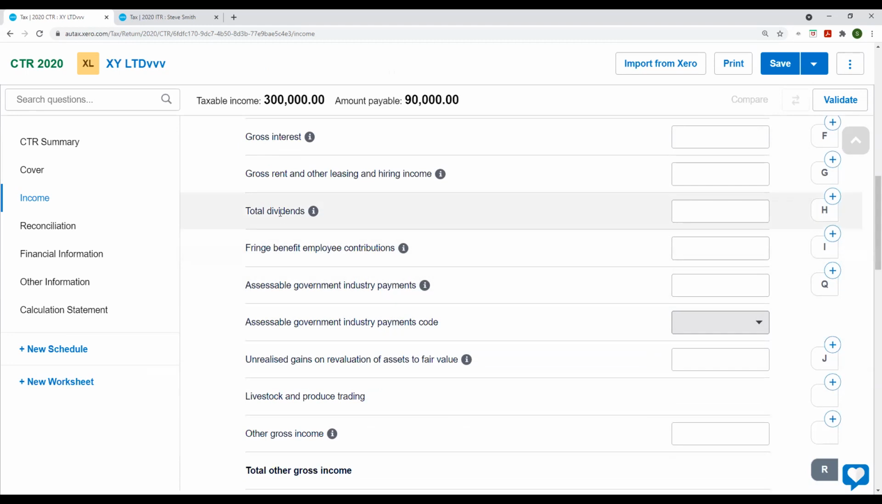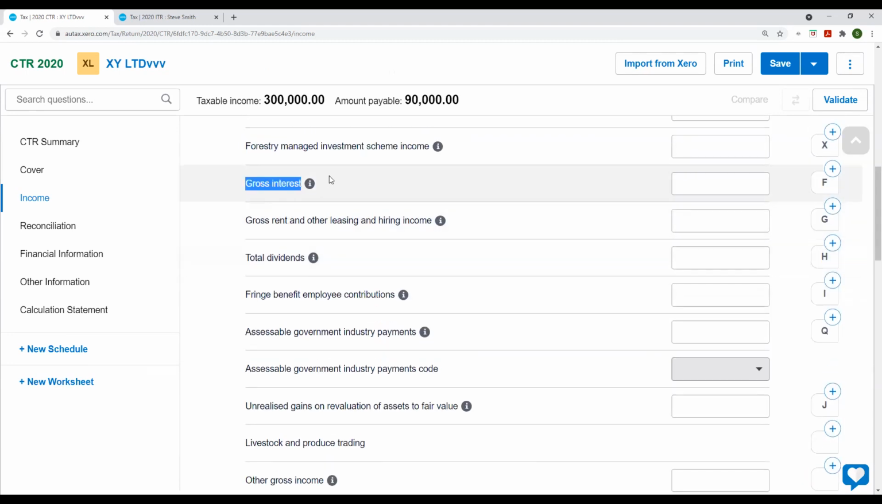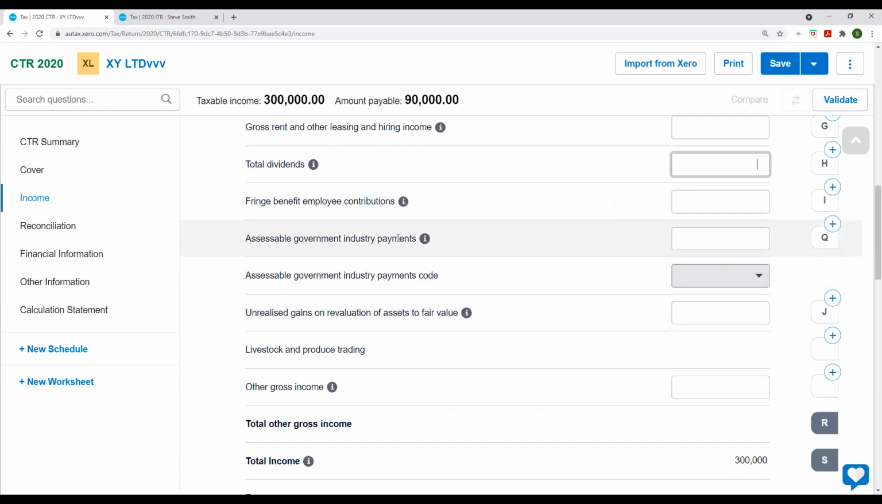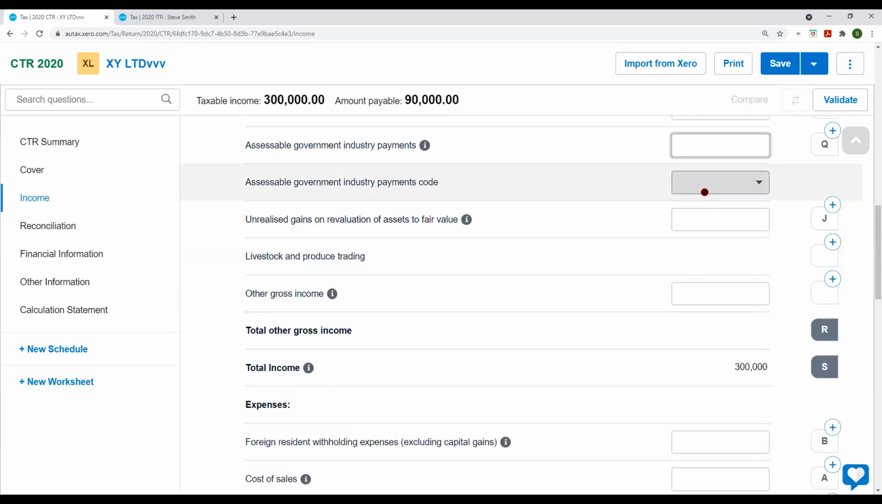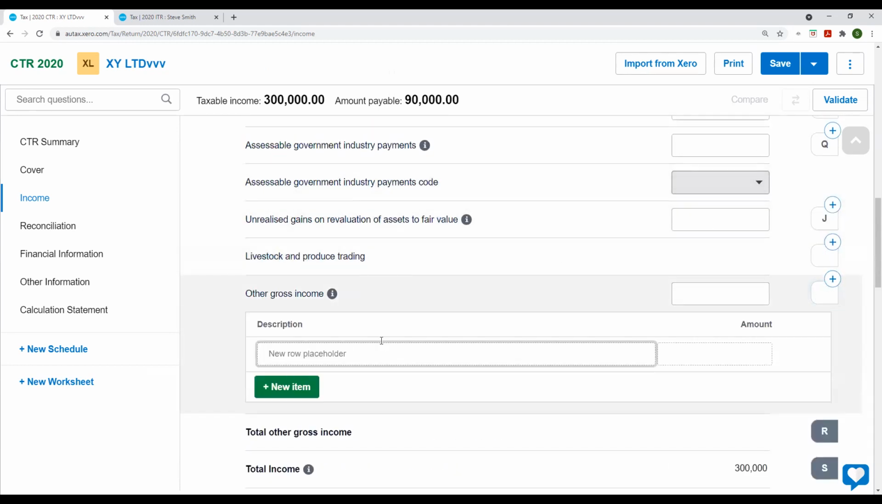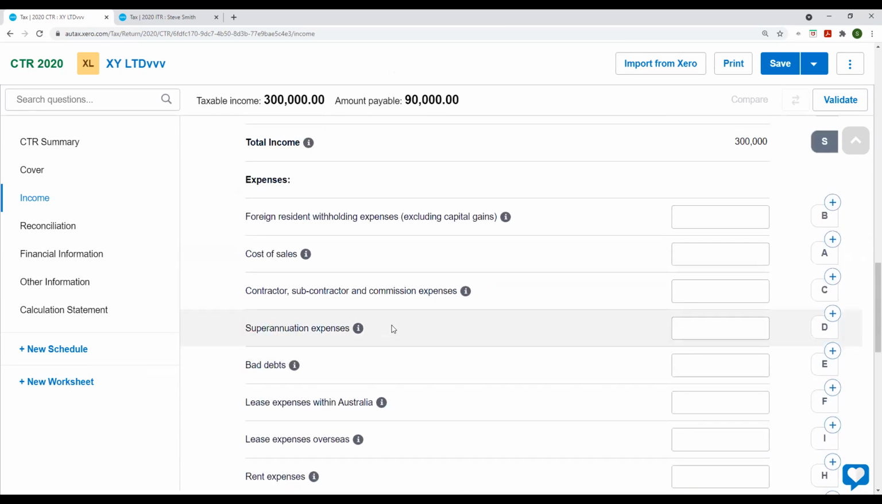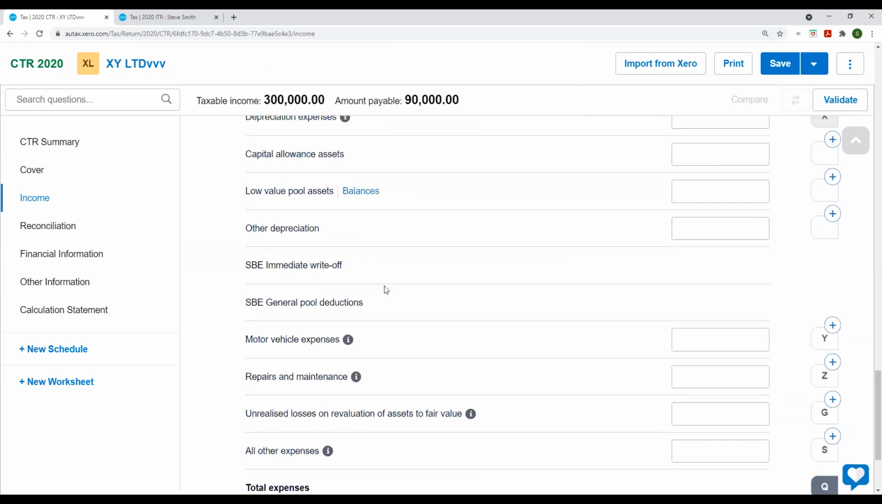All the other things are the same: gross interest from the bank, and the dividends in the company. If they have some shares in another company, it will come up here. And if you have a JobKeeper payment, you can include it under the government industry payments. That's JobKeeper. If there is anything miscellaneous, you can put it under other income. The expense column, I don't need to explain again and again. We did it in the same format here.